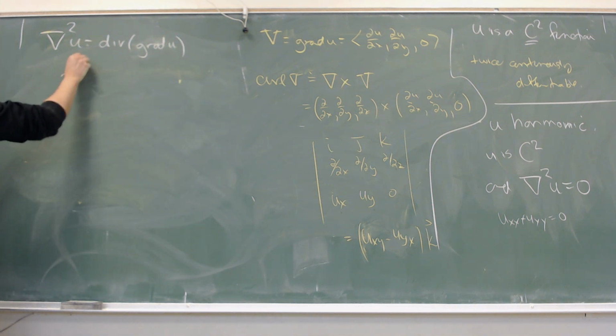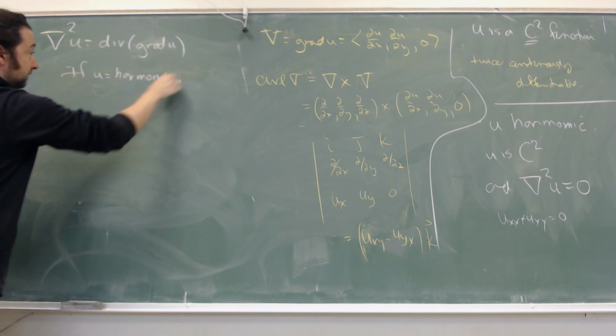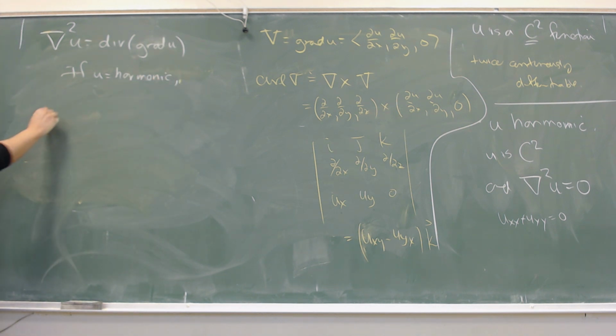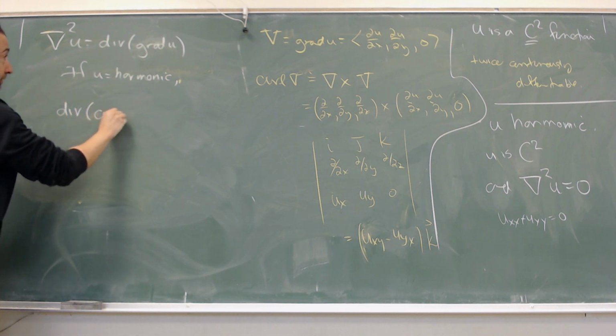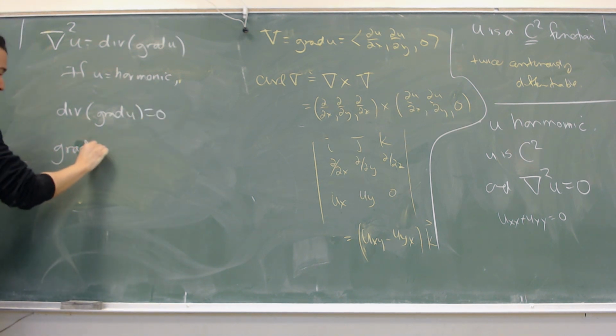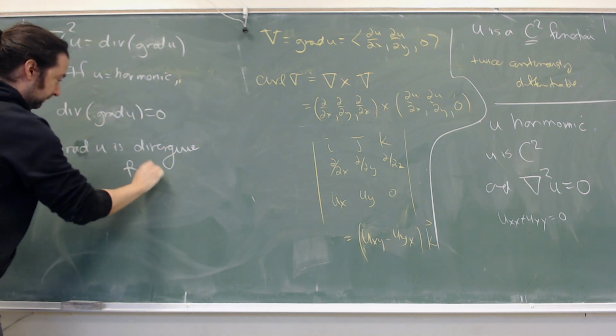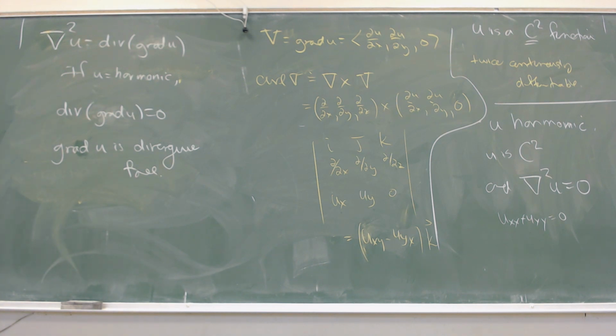So if u is harmonic, then what we're saying is that the divergence of grad u is equal to 0, and that means grad u is what's called a divergence-free field. So is that like no sources or sinks in the field? Essentially, yeah. Nothing's being created or destroyed, so that's a good way of thinking about it.